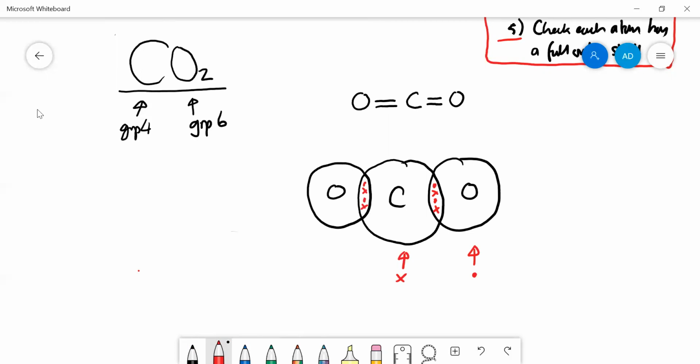Step 4, are there any other electrons to put outside of the bonds? Well, carbon has got 1, 2, 3, 4 electrons, and so no, there's no other electrons outside the bond for carbon. Oxygen has got 6, and we've only drawn 2 for each oxygen, so we need to draw 4 more. 1, 2, 3, 4. We can see finally, check each atom has a full outer shell. Well, the carbon thinks it's got 8, that's no problem, and each oxygen thinks it's got 8 as well, so that's all worked out. So that's the correct structure for carbon dioxide.